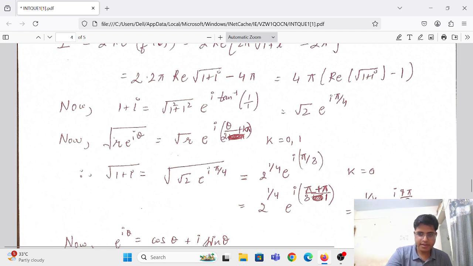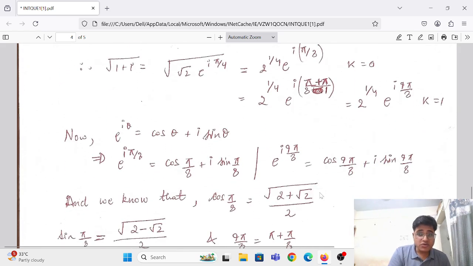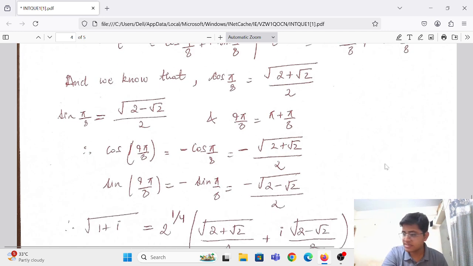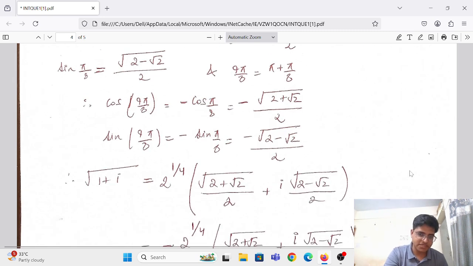Now we know that e to the power iota θ is cos θ + i sin θ. That's the Euler representation. So e to the power iota π/8 would be cos π/8 + iota sin π/8. And e to the power iota 9π/8 would be cos 9π/8 + iota sin 9π/8. Now we know that cos π/8 is √(2+√2)/2, and sin π/8 is √(2−√2)/2. And because 9π/8 is just π + π/8, cos 9π/8 is minus cos π/8 and sin 9π/8 is minus sin π/8. Just the simple ASTC rule of trigonometry.